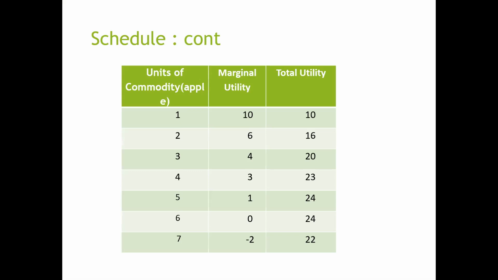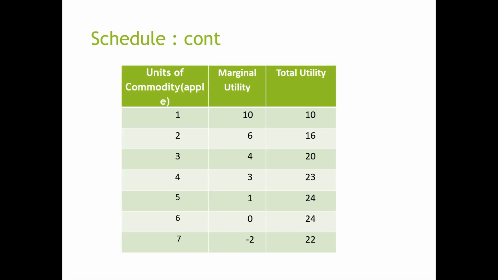It is the difference between total utilities. We added 10 plus 6, 16, plus 4. The difference between total utilities is 6, 4. You understand? If you go in reverse. So marginal utility is 0 when total utility becomes constant: 24, 24, so MU is 0.